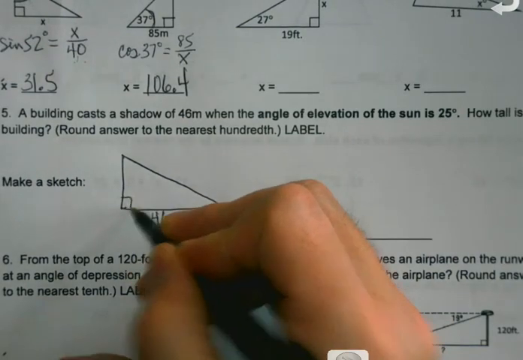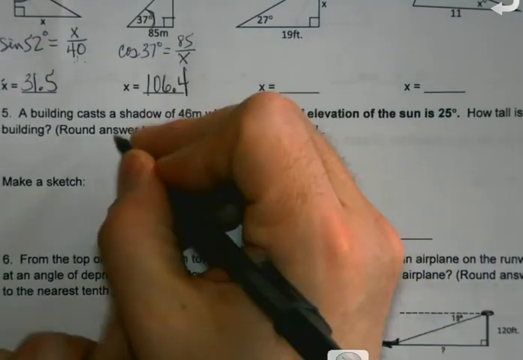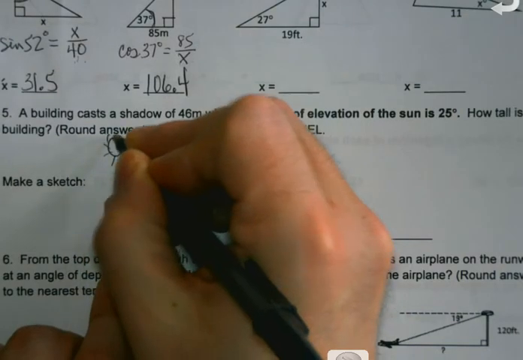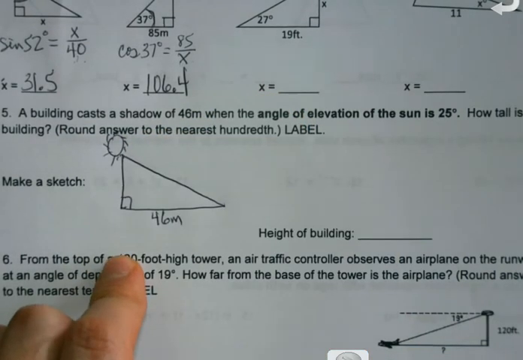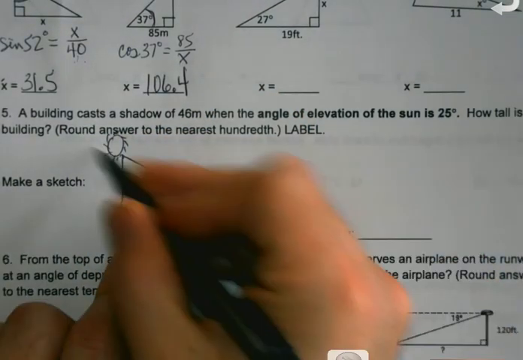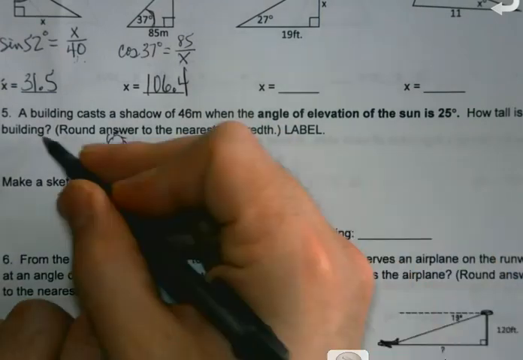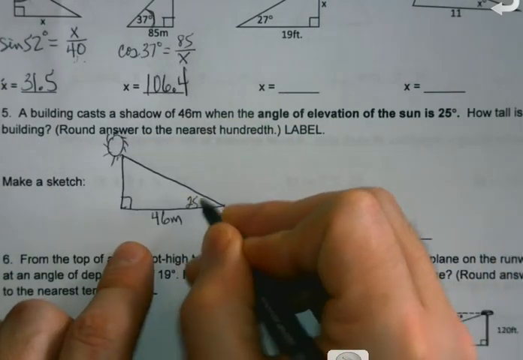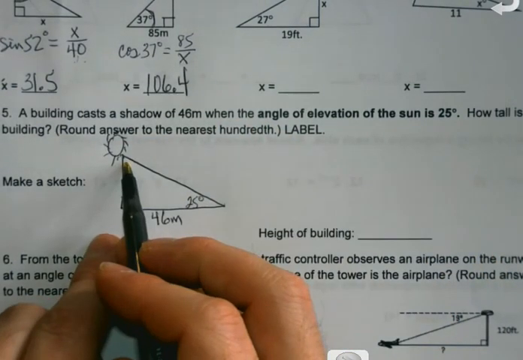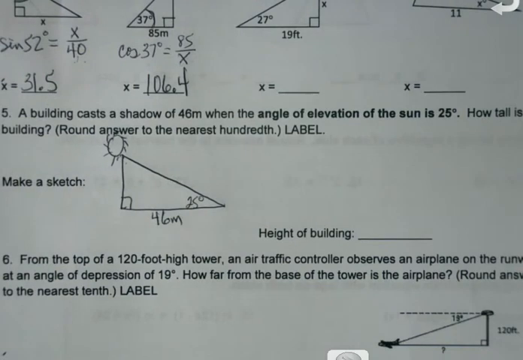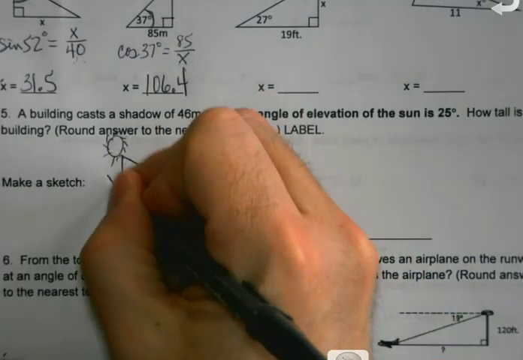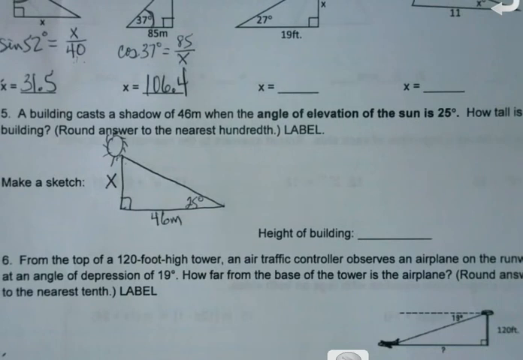When the angle of elevation of the sun is 25 degrees. Okay, here's my sun. I'm looking up at it. Because if it were up here, it would be what's called an angle of depression, because it's like you're looking down. If you're depressed, you're kind of down about things. If it's elevation, you're looking upward. So that's how I know where to put my angle. So how tall is the building?